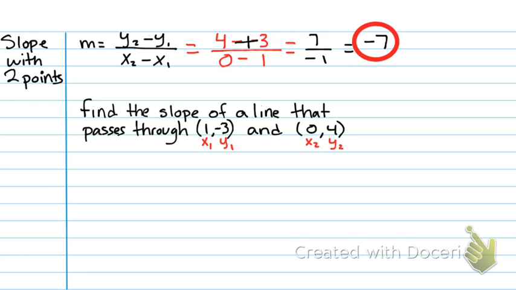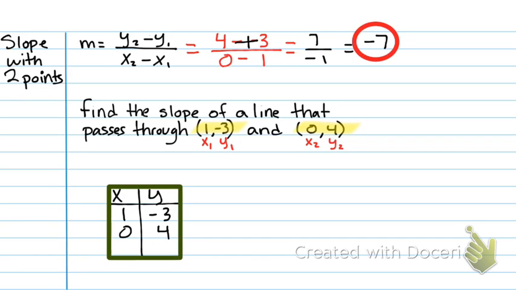Let's say you're not really good with formulas. I can simply get these 2 points and put them as a table. And if you're really good at tables, then it'll work out for you. So we do have our x and y. And our first point is (1, -3), and (0, 4). Right? All we have to do is just find the change of x and change of y, and we would still have our formula, or our slope.